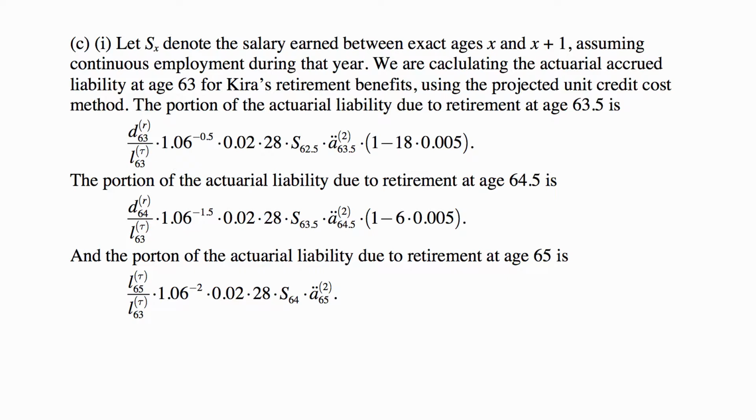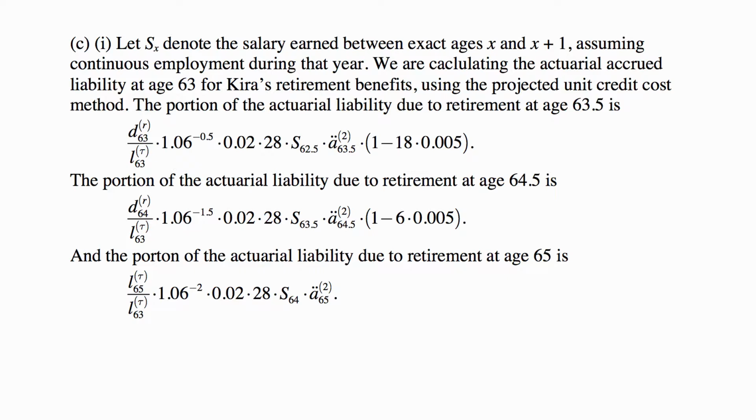We are calculating the actuarial accrued liability at age 63 for Kira's retirement benefits using the projected unit credit cost method. The portion of the actuarial liability due to retirement at age 63.5 is the probability of departing then, so the probability of retirement, which we can get from the illustrative service table, discounted over half a year, 0.02 for the accrual rate, 28 years of service, salary at 62.5, and then the annuity factor and times the reduction factor.